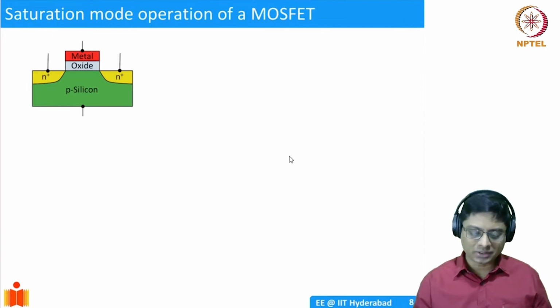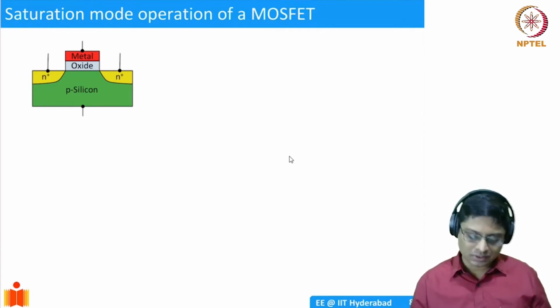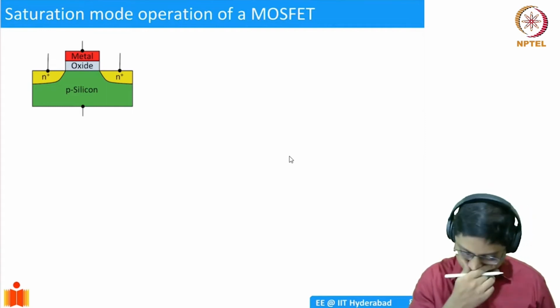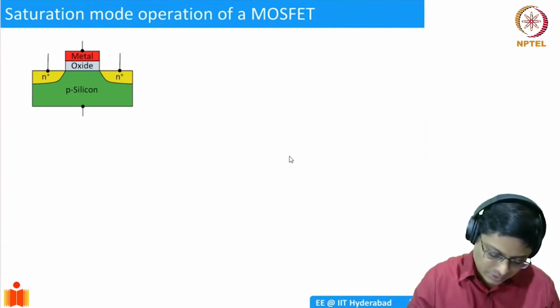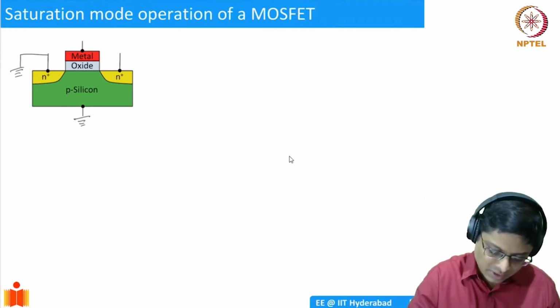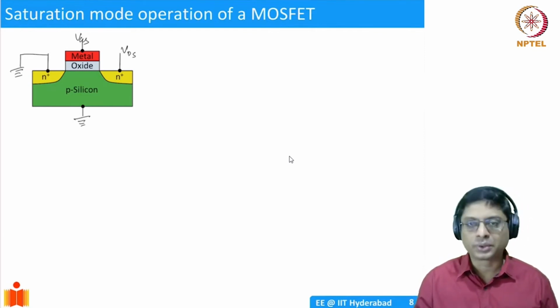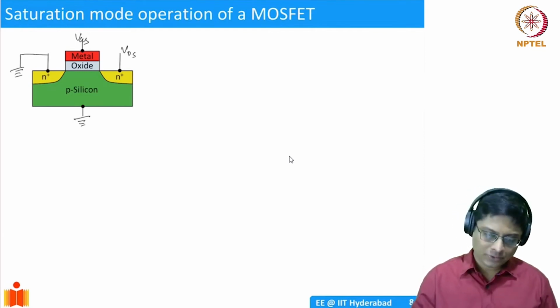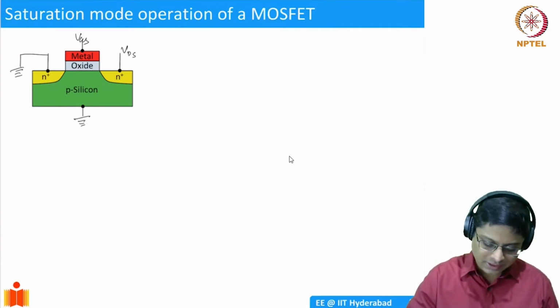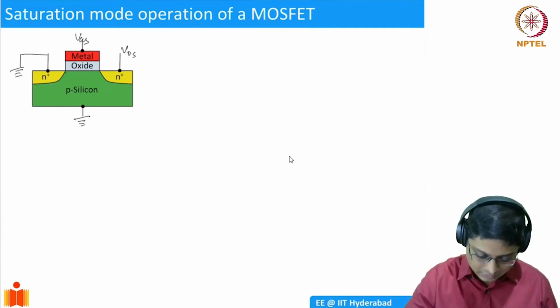To understand saturation mode, what we have to do is, okay, let's do this. So you have this to be grounded, this to be grounded. You have a VDS here, you have a VGS here, right? So what is the voltage from source to drain?